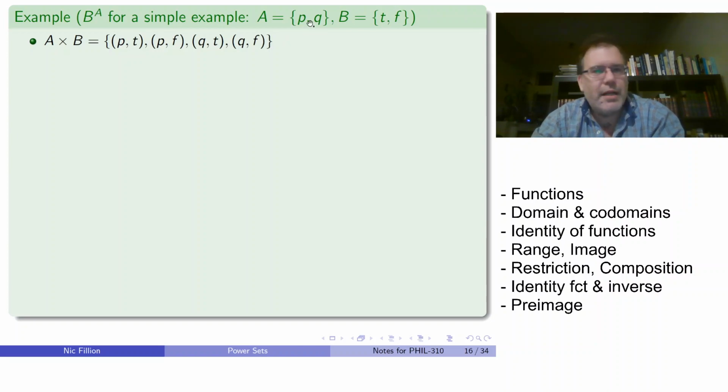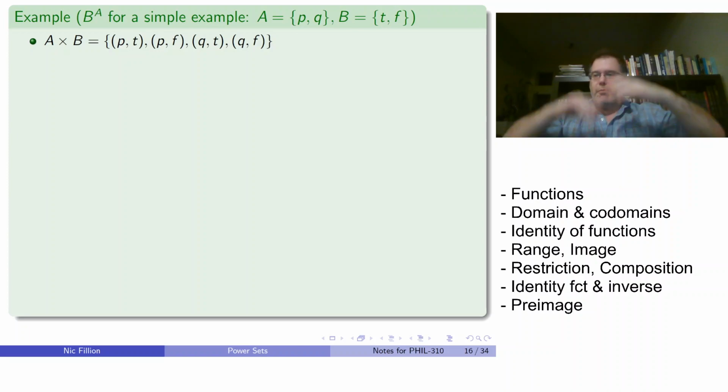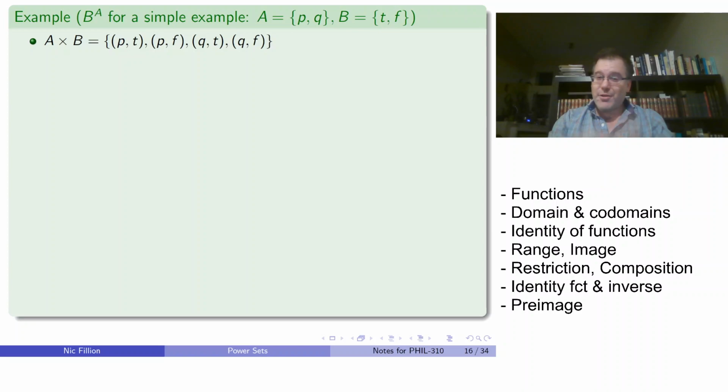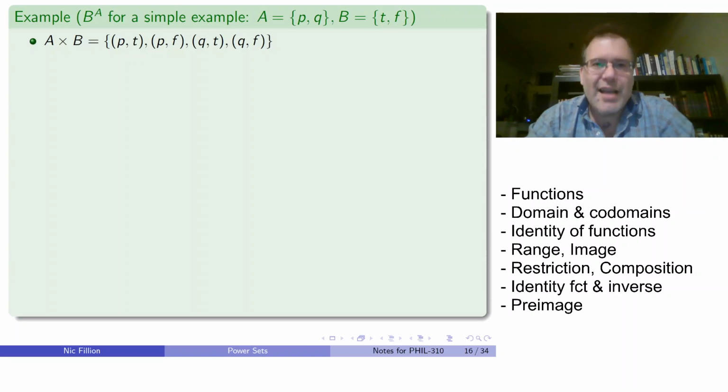And since there are two elements in A and two elements in B, we know that there are four pairs in the Cartesian product. Those are all the pairs such that the first member is in A and the second member is in B. And now we're going to form the power set of the Cartesian product, and then we're going to apply separation to find just the set that we need. And that's going to give us all the functions with domain A and codomain B. So let's form that power set.